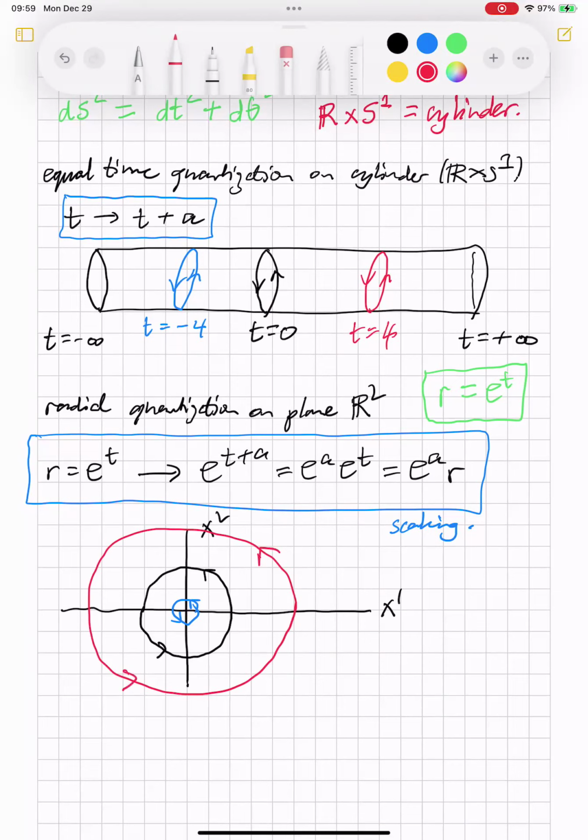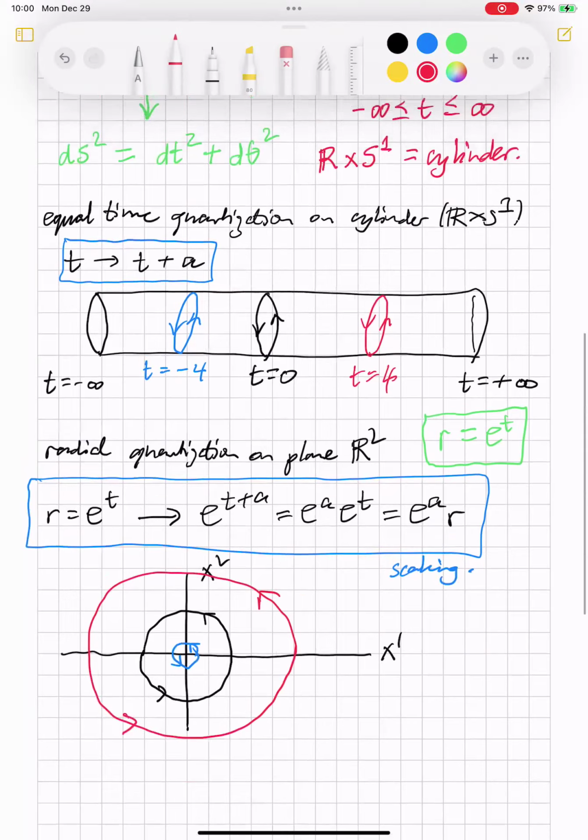So what do you see? You see that equal time slices on the cylinder become equal r slices on the plane. Equal time slices on the cylinder are equal radius slices on the plane. We see that time translations on the cylinder become scalings on the plane. And this should be enough to convince you completely that equal time quantization on the cylinder maps into radial quantization on the plane. And it's radial quantization that we're used to. This is a very important idea. So look at this a few times. Make sure you've understood it.